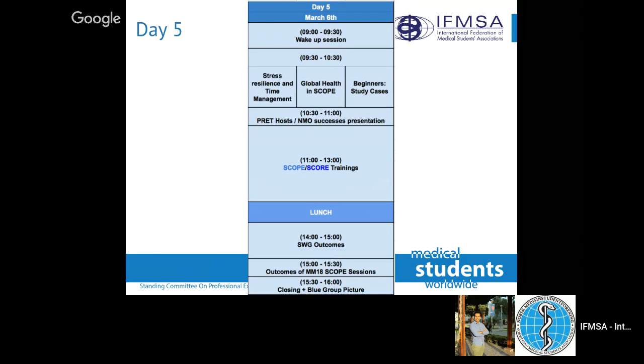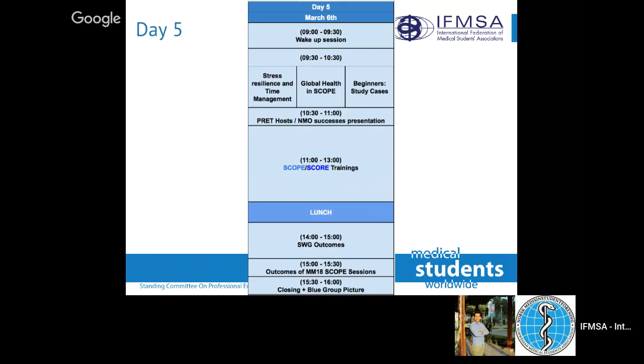Day 5, the last day. Everyone will be sad, unfortunately, because it will be the last day. But we're still going to have an exciting day before saying goodbye. We will start with a wake-up session, so a little bit of energizers and a moment for you to wake up and start the day, because it's also the last day. So you're likely to be tired, I think. Then we will divide the session into 3 parallel trainings.